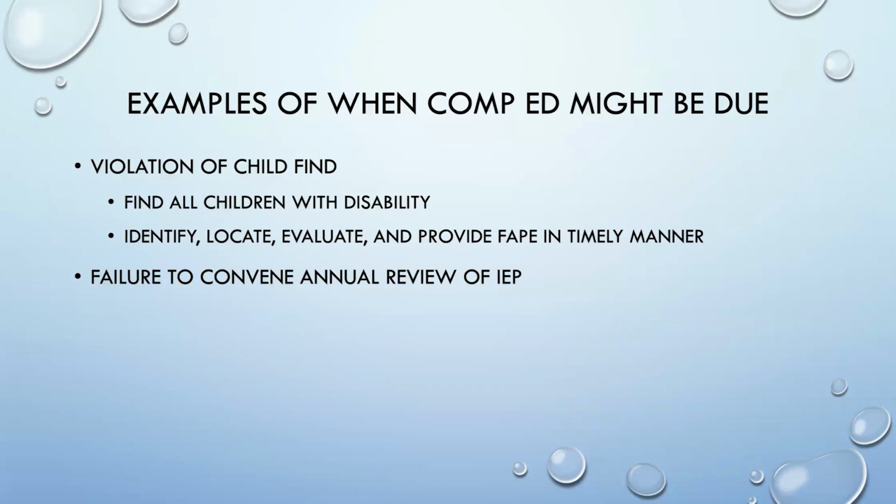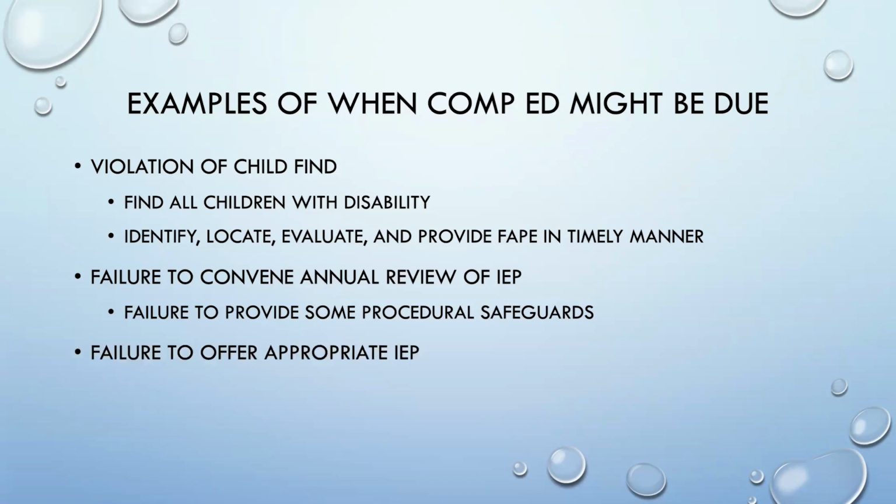There's also the failure to convene annual reviews of the IEP. There are all kinds of important procedural safeguards, and there are some that are so important that they are automatically a denial of FAPE, because without them, there's no way that the district could be providing a free, appropriate public education. There's also a failure to offer an appropriate IEP. That's if the IEP isn't adequate in some of its services, or if the evaluations haven't been complete, so we don't have a full picture of that child or student.